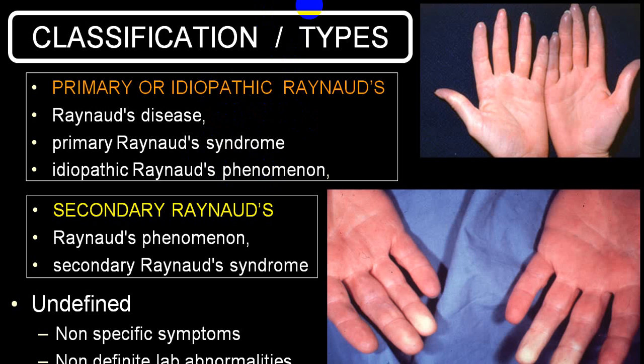While secondary Raynaud's, we also call secondary Raynaud's syndrome, but we don't call that secondary Raynaud's disease. So Raynaud's disease is only in case of primary, while in secondary we call it Raynaud's phenomena or secondary Raynaud's syndrome. These are the two common different types, primary or secondary. There is one more group we call undefined, where there are no specific symptoms and non-definite laboratory abnormalities.